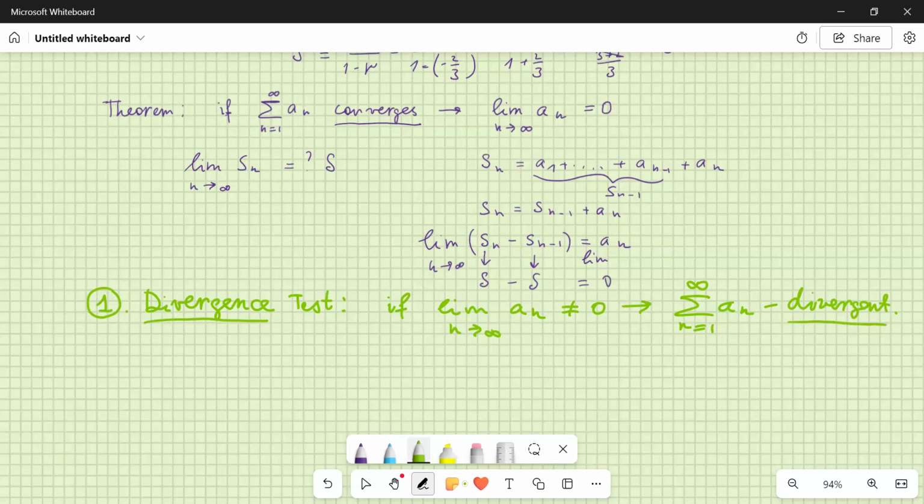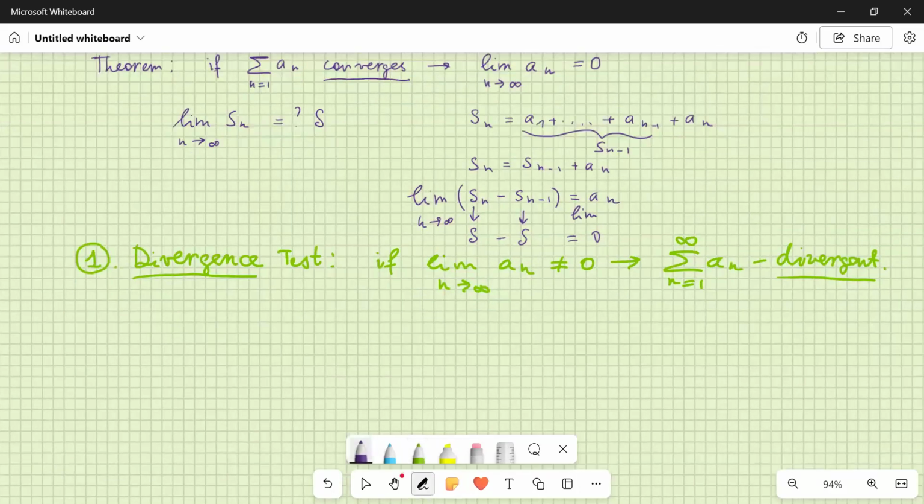Why is it going to be true? Well, imagine that the limit is not equal to 0, but the series is convergent. Then we go to the theorem, and the theorem tells us that if it converges, that limit is equal to 0. You see, it's a direct contradiction to the theorem. So that's going to be the divergence test.